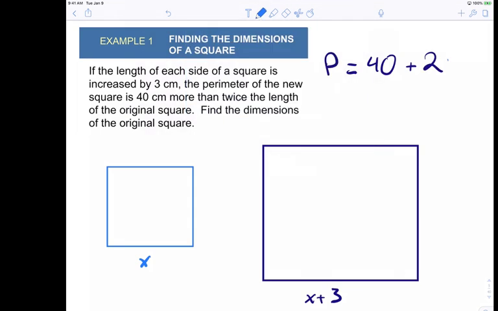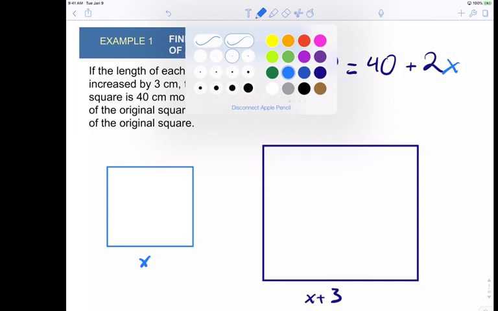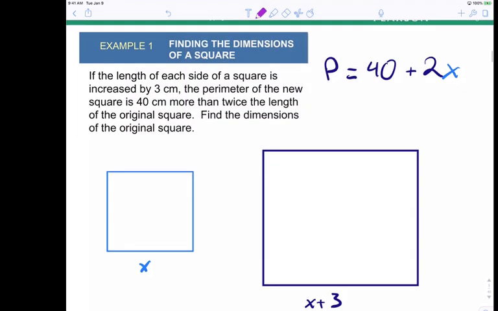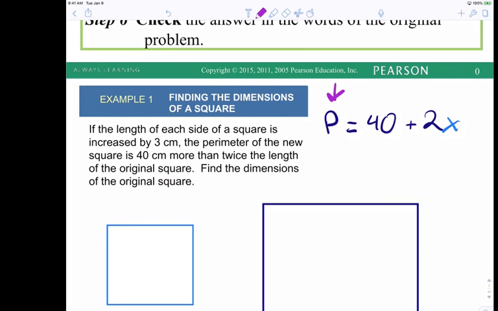Let's make sure. It says the perimeter of the new square is, and here, give me another color. Do the purple one. I'm going to do this purple. So it says the perimeter of the new square is 40 centimeters more than twice the original length. Everybody see that okay? So I just translated it verbatim from English to symbols. Okay, so that looks good.